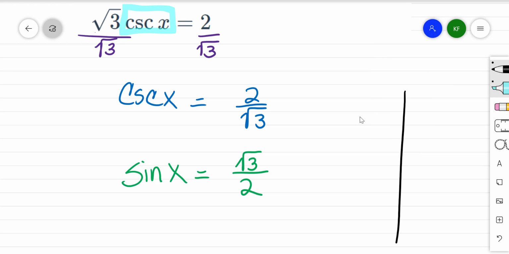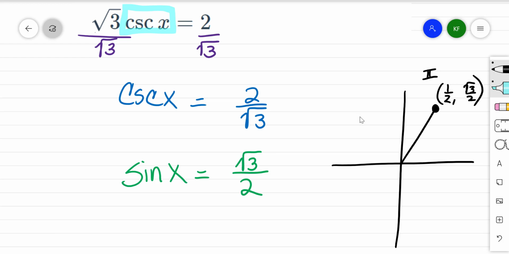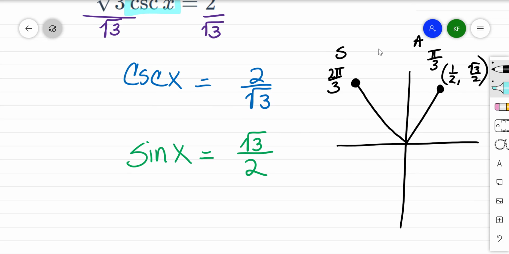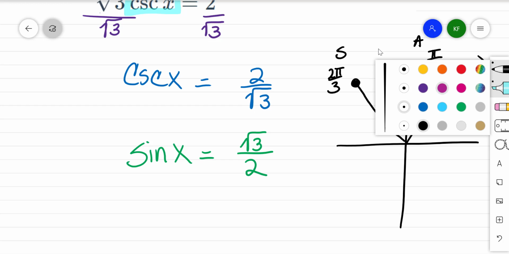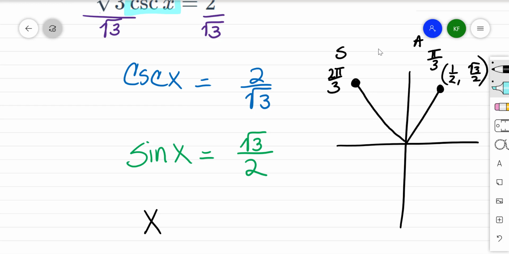So going over to your unit circle, that value here is 1/2 comma square root of 3 over 2. And that is at pi over 3. And remember, all students, so we're in the second quadrant now also. And that one is at 2 pi over 3. And so the rest of the values are going to be negative, and so that's all we need. That's it. Hope they're getting easier for you. So x is equal to pi over 3 and 2 pi over 3. And that is it.